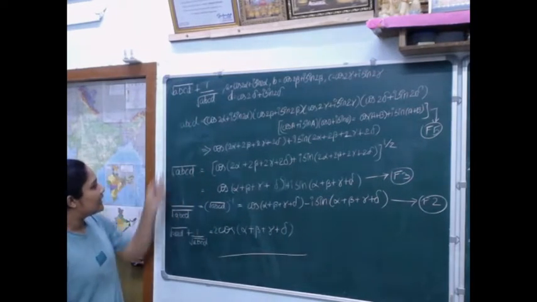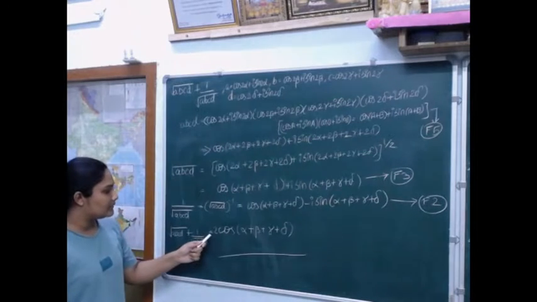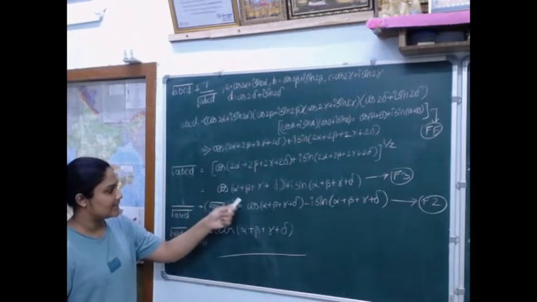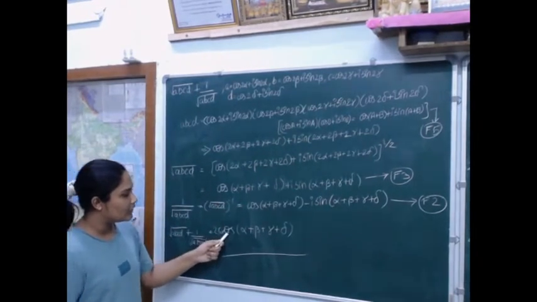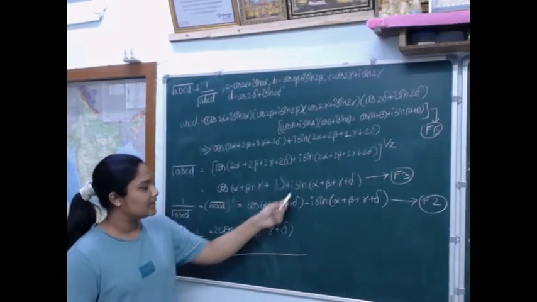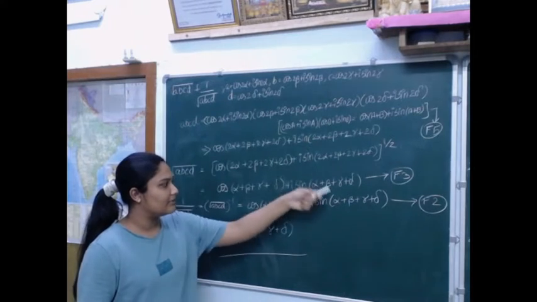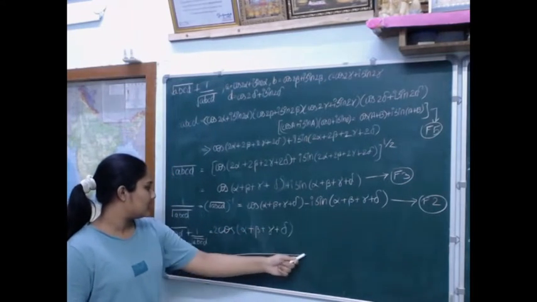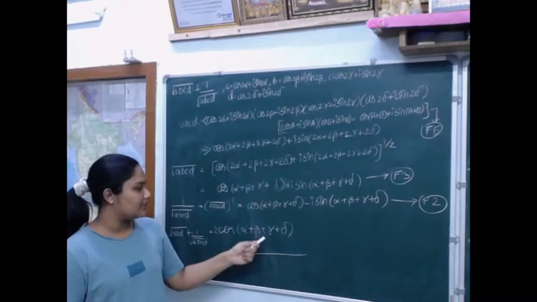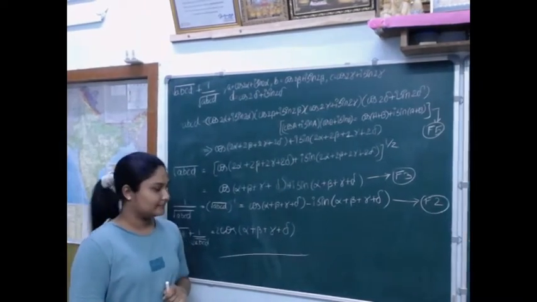And then we have to add both the terms. These two terms are the same, so 2 cos (α + β + γ + δ). Since one is positive and one is negative, the sine terms will cancel, and the resultant will be 2 cos (α + β + γ + δ). Very good.